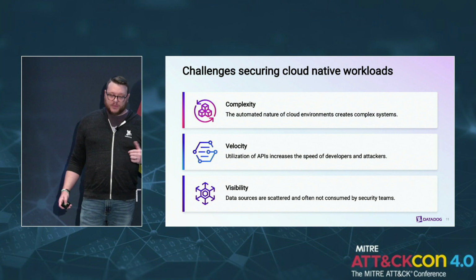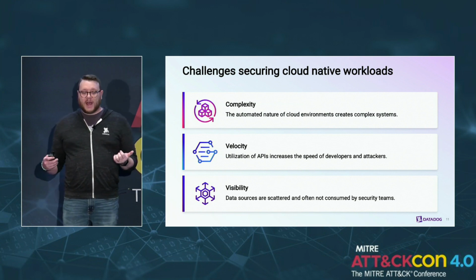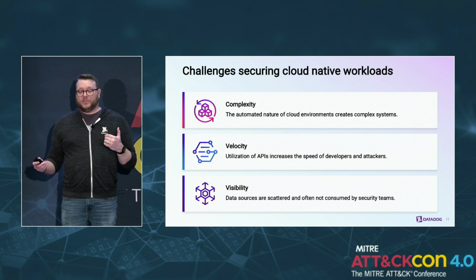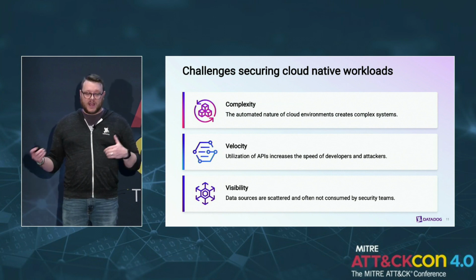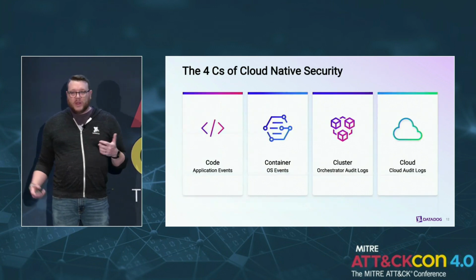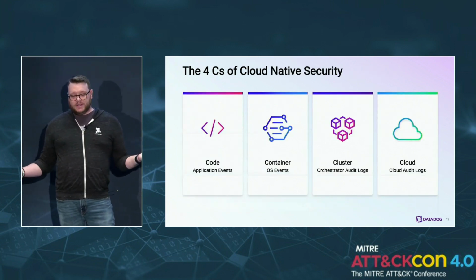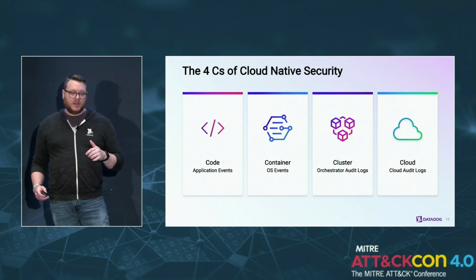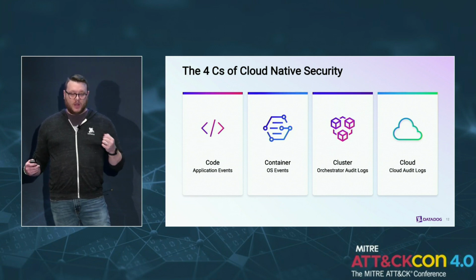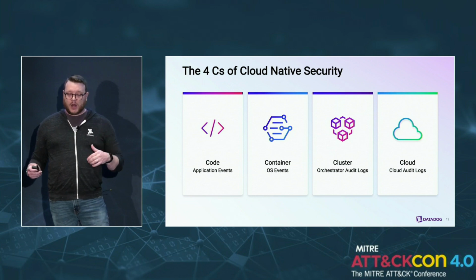And then finally, we see visibility. We have multiple resource stacks, and those resources might be owned by different teams. So trying to find who has that ownership and what's actually happening and where it's at is a challenge. We like to break it down into the mental model of the 4 C's: code, container, cluster, and cloud. As detection engineers, we look at the telemetry that gets generated: our application events, OS events, our orchestrator logs, and cloud audit logs. We need all of those from a defense perspective.